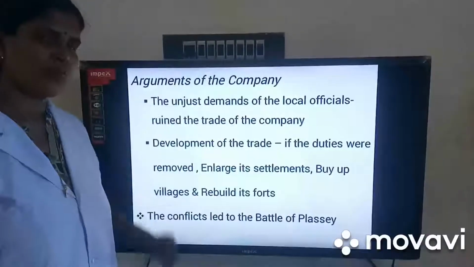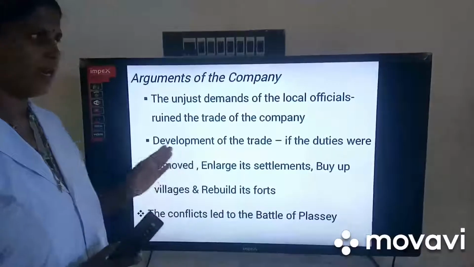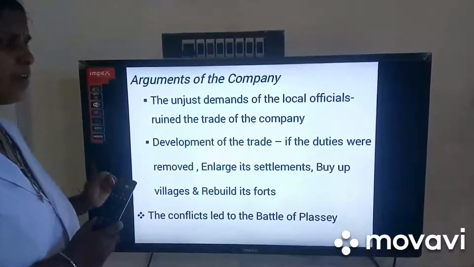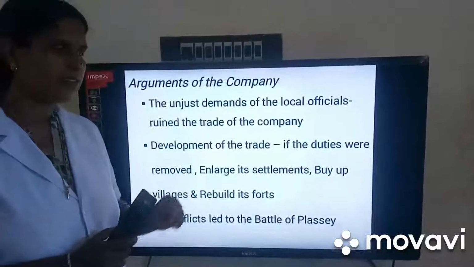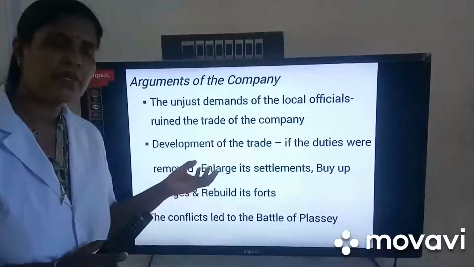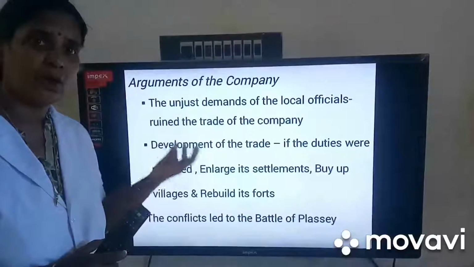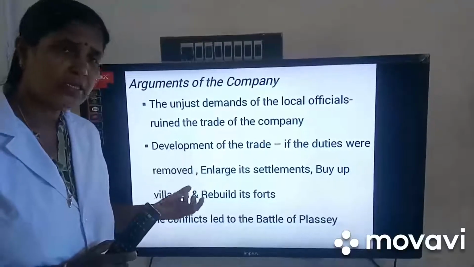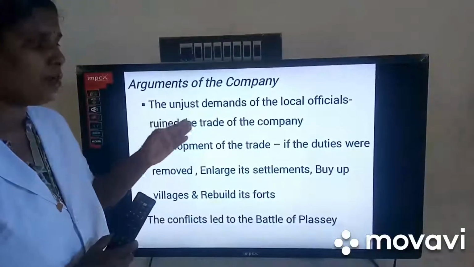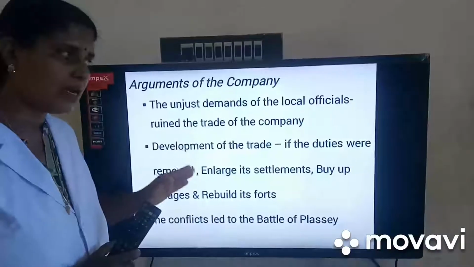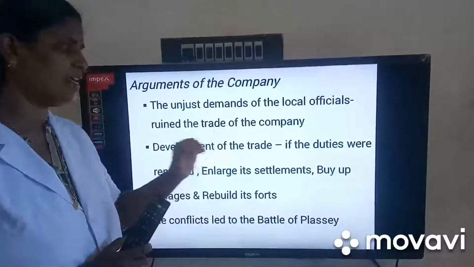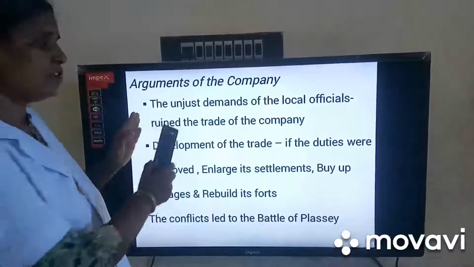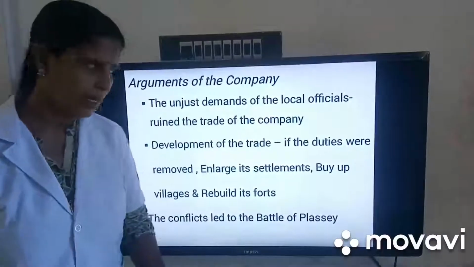Next, arguments of the company. The East India Company argued that Indian local officials were following unjust demands. What were the unjust demands? Not allowing them to mint the coins, and asking them to pay the duties. So it was not possible for the East India Company to expand the trade in India, and that caused the destruction of the trade, and ruined the trade of the East India Company.